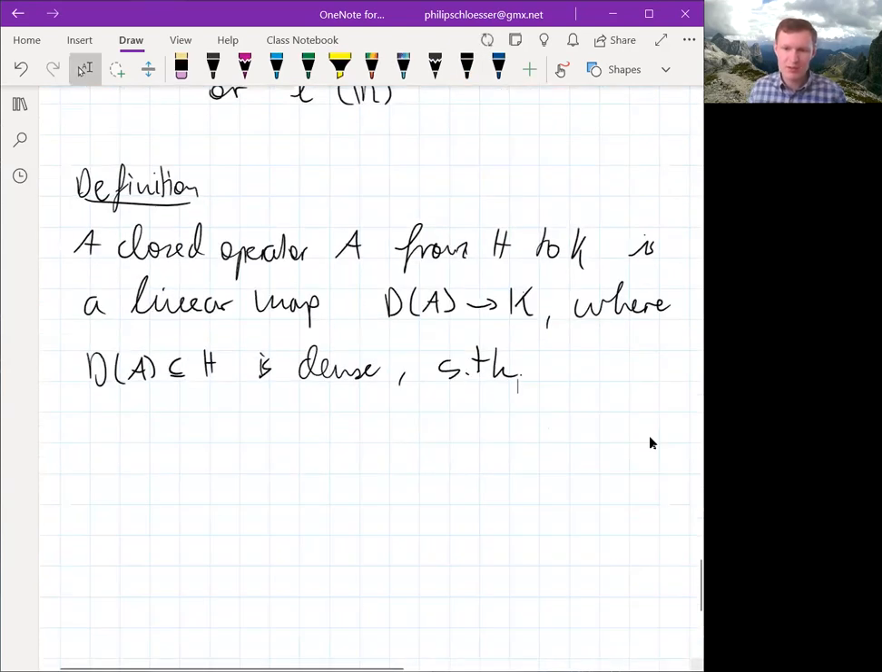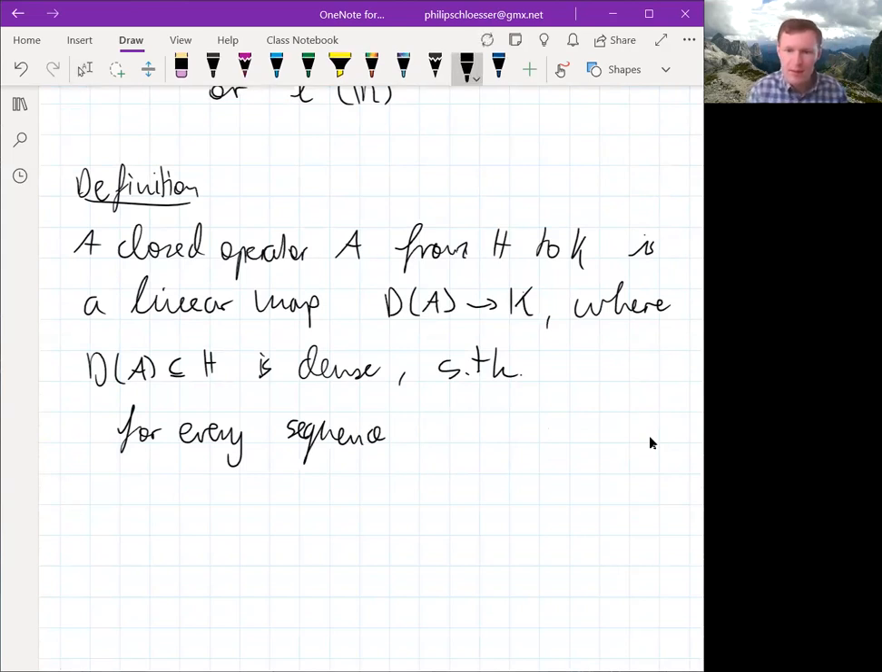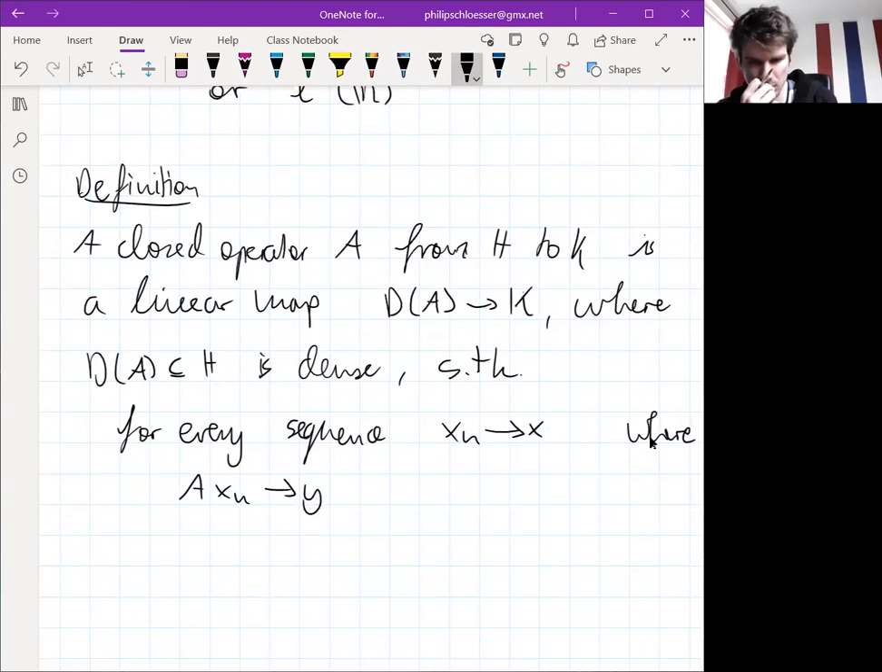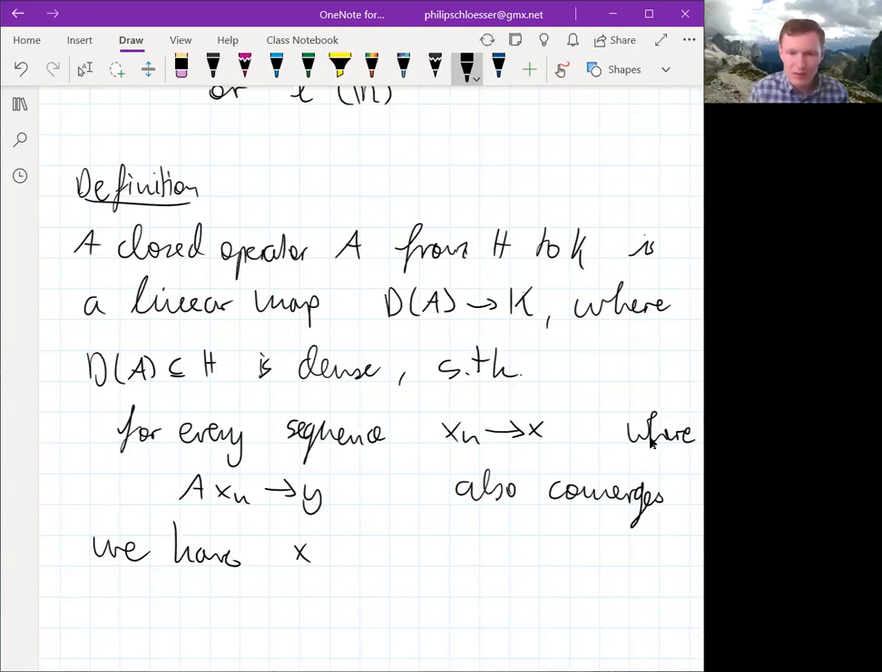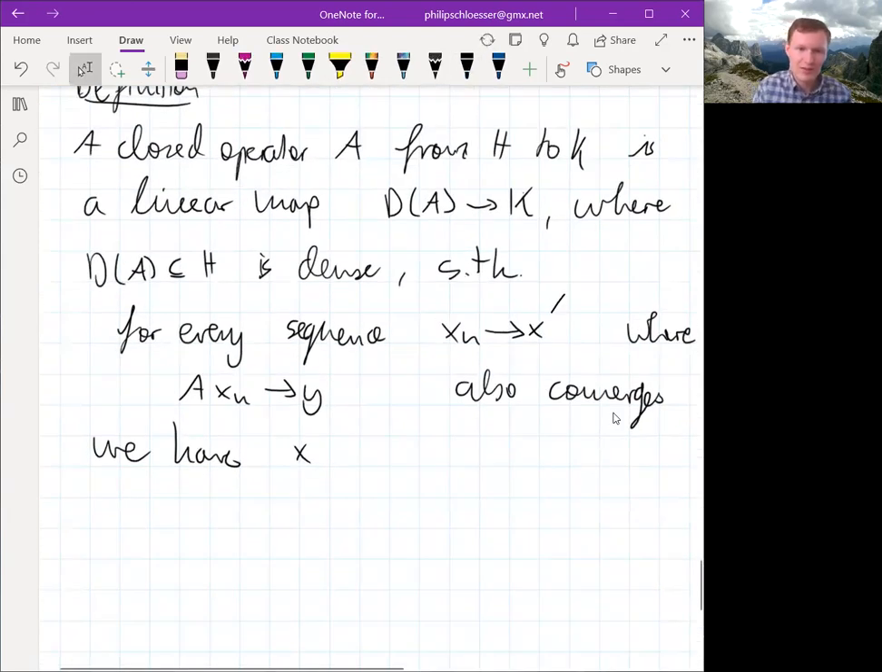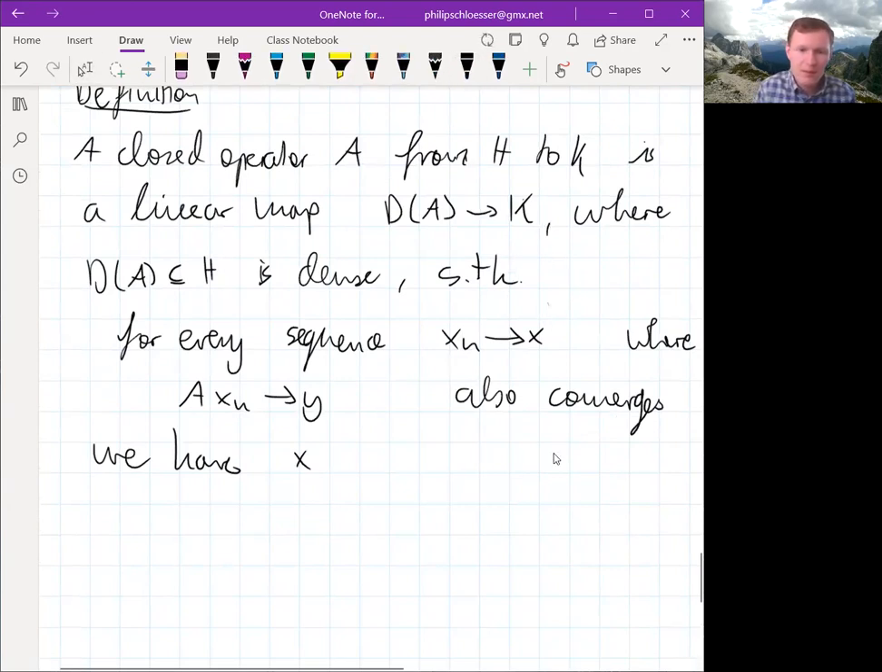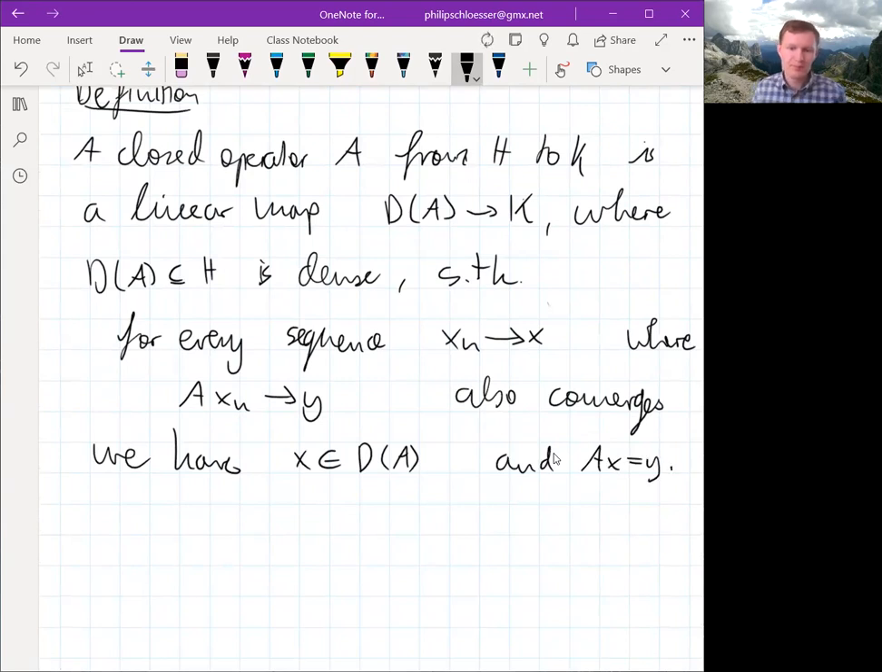And the very important condition is: for every sequence xn that converges, and we also know that A xn converges, we have that the limit of this sequence also lies in the domain of A, and Ax is equal to y. So this looks really weird, sort of a bit like the definition of continuity, but not really.